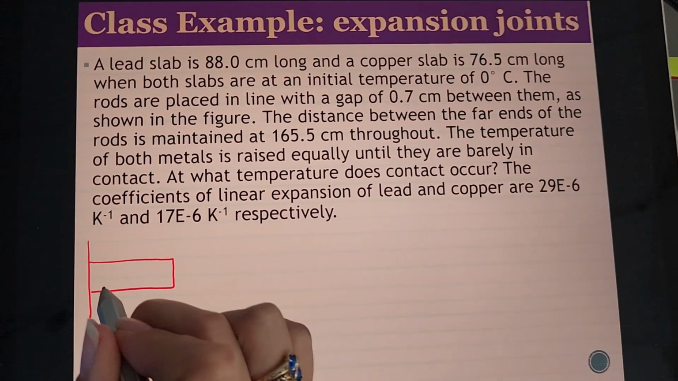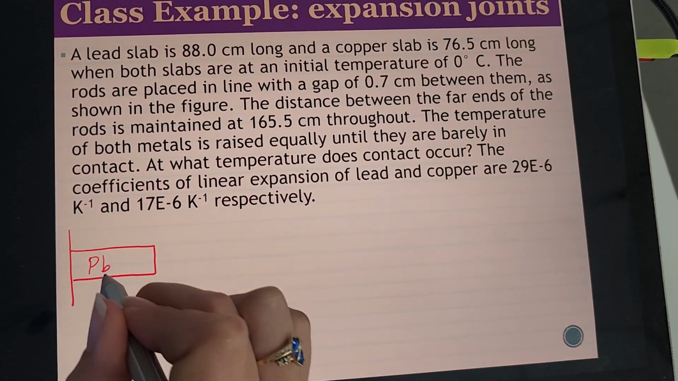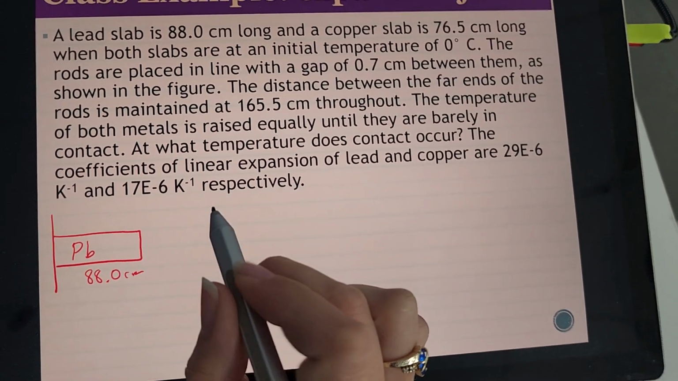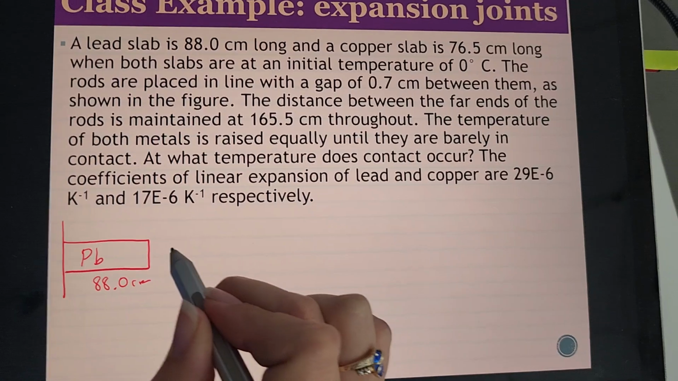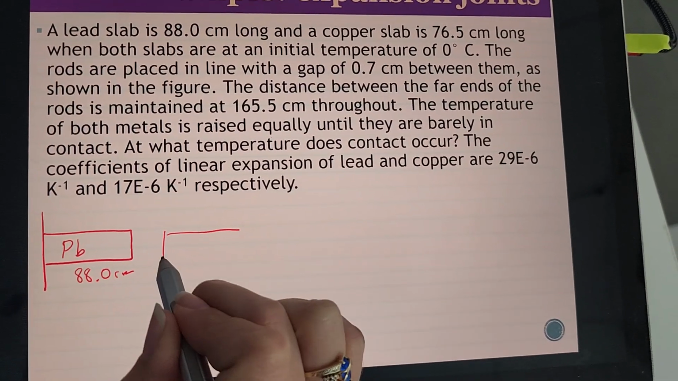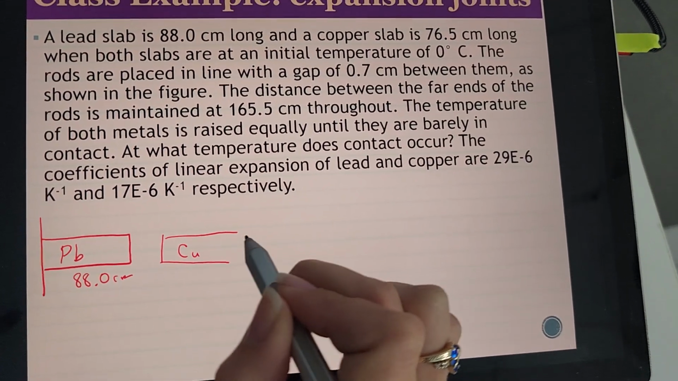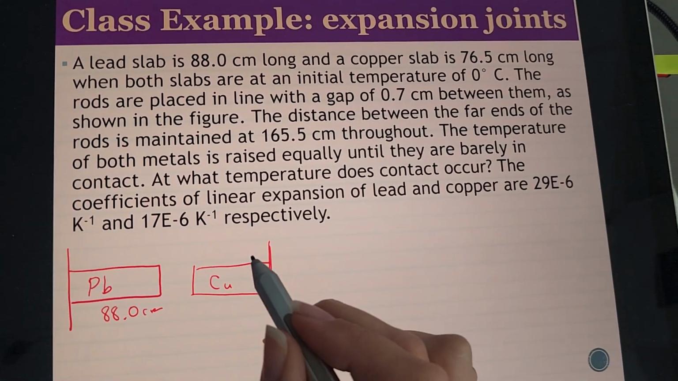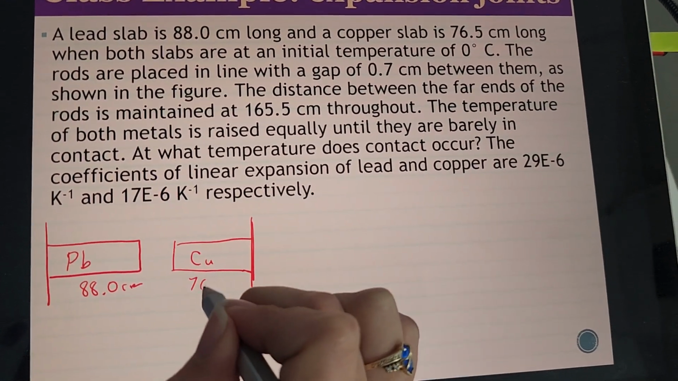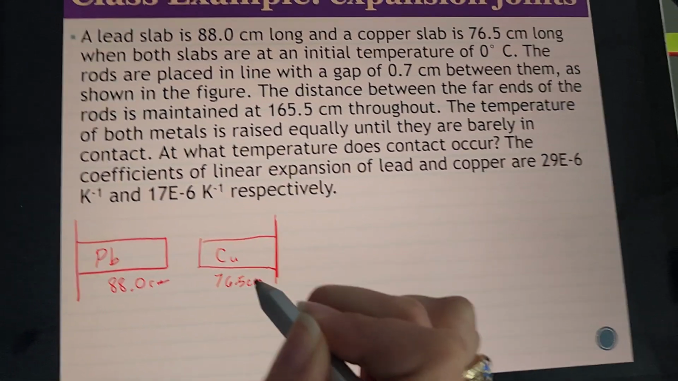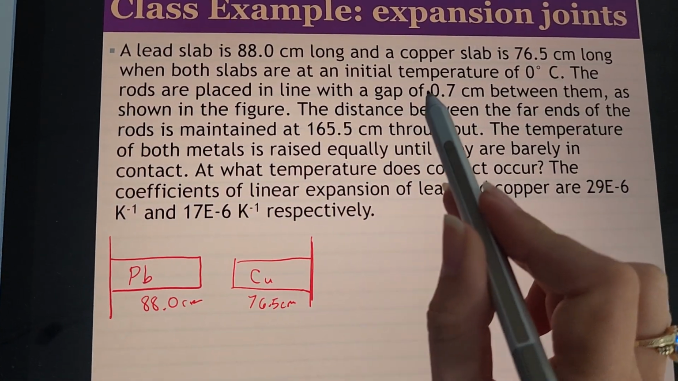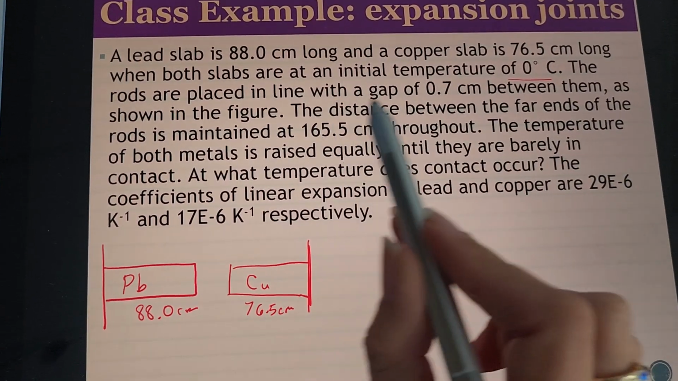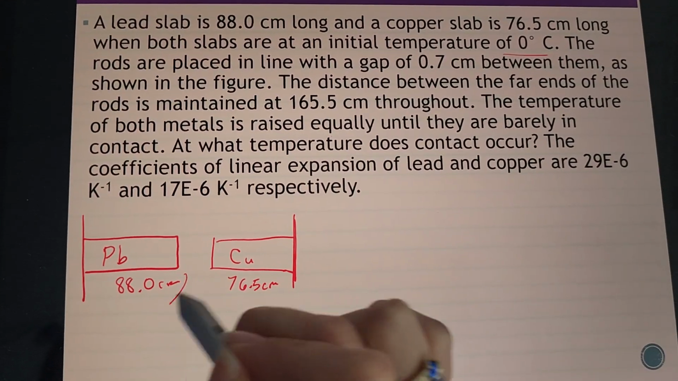So in this problem, a lead slab, Pb is for lead, is 88 centimeters. And it is near a copper slab. Cu is the abbreviation for copper. I'm going to put a wall here. And that copper slab is 76.5 centimeters long. When both slabs are at an initial temperature of 0 Celsius, the rods are placed in line with a gap of 0.7 centimeters between them.